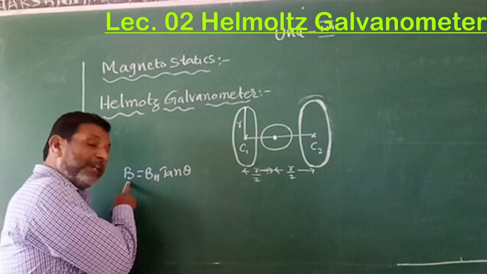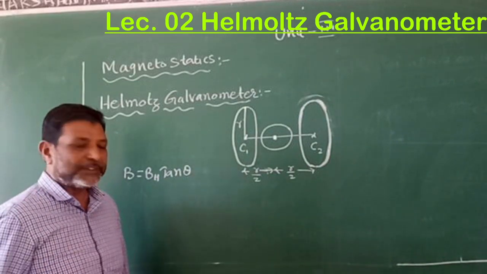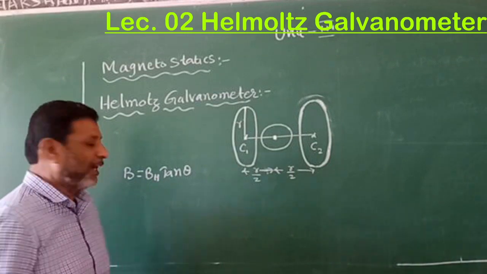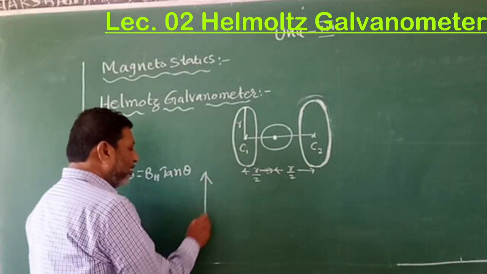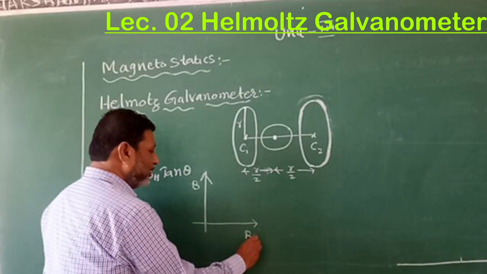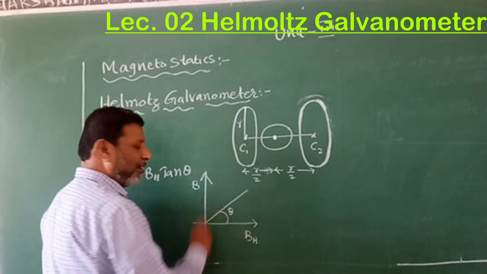Now, what is this B? B is the magnetic field produced due to the flow of the current, and BH is the Earth's magnetic field. And what is theta? It is the angle between B and BH. Suppose this is B and this is BH, then this is theta.